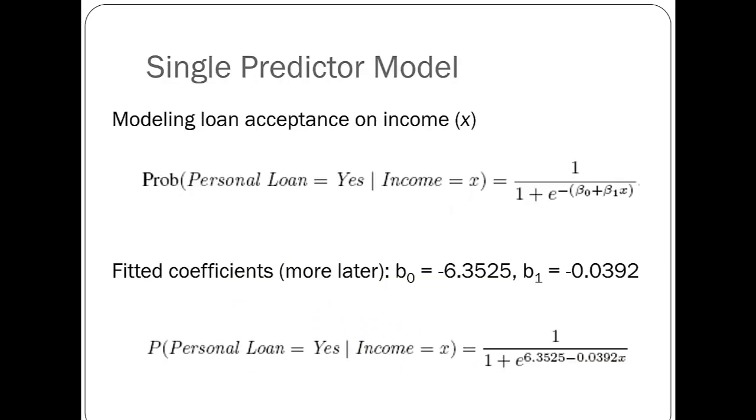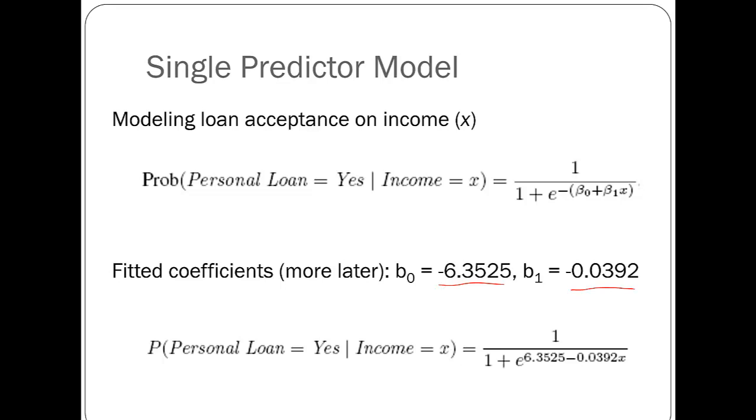So once we have all that done, we're going to do what you might call simple logistic regression. In other words, we're going to look at just income as our x variable, and we're going to see what effect that has on explaining the probability that someone's going to accept a loan. So we're going to use JMP to come up with the coefficients. We'll see how to do that later in the next video. But we see that B0 is negative 6.35, B1 is negative 0.0392.